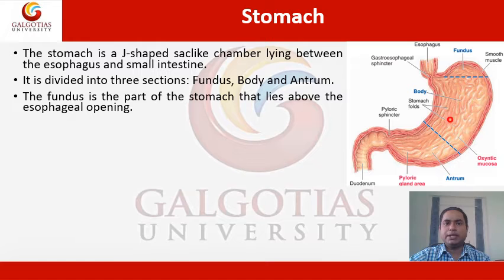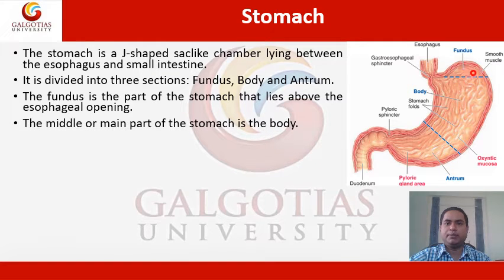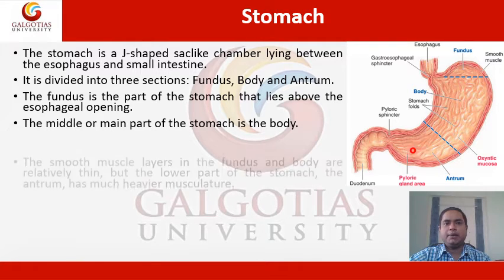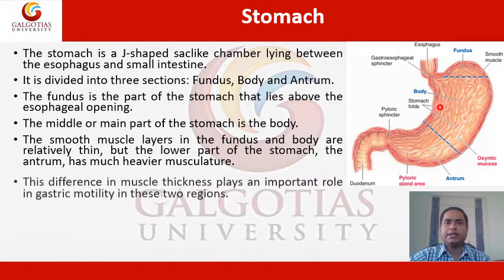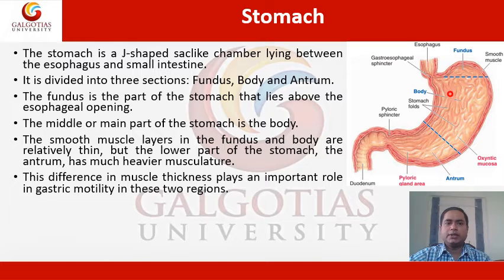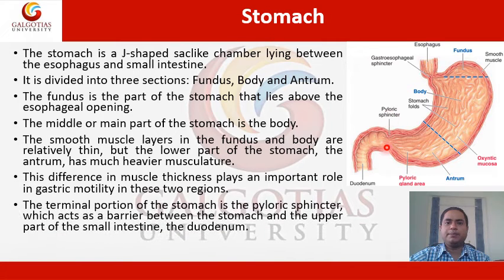The smooth muscle layers in the fundus and the body are relatively thin, but the lower part of the stomach, the antrum, has much heavier musculature. This difference in muscle thickness plays an important role in gastric motility in these two regions. The terminal portion of the stomach is the pyloric sphincter, which acts as a barrier between the stomach and the upper part of the small intestine, also called the duodenum.